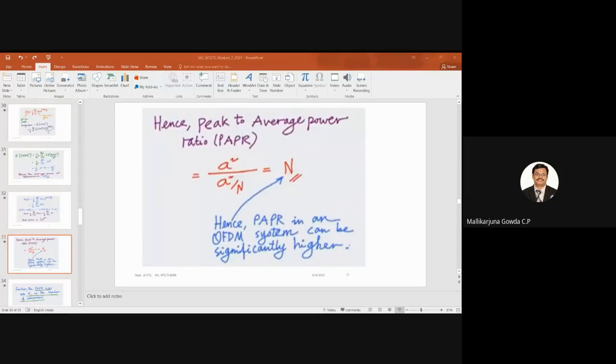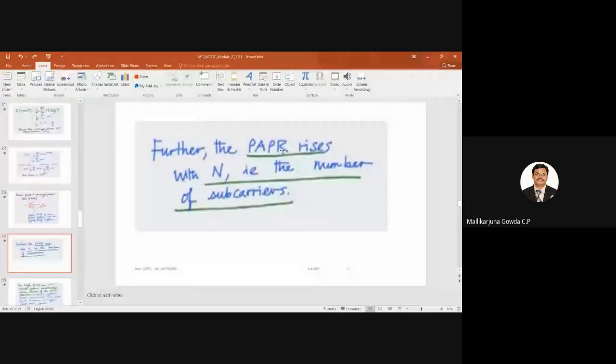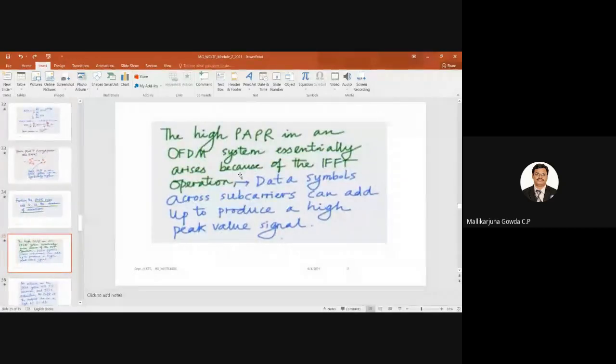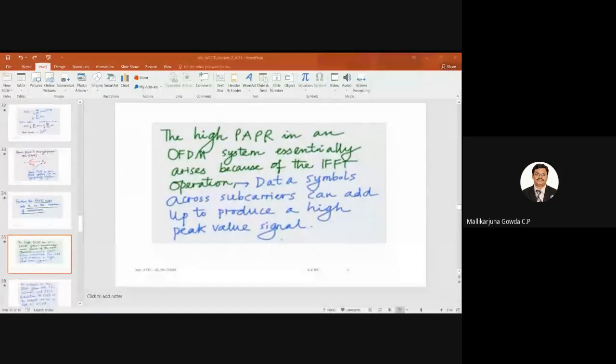So what is the problem in having a high peak to average power ratio? I will come to that now. As I said already, the peak to average power ratio increases with the number of subcarriers. The high peak to average power ratio in an OFDM system essentially arises because of what? Why is the peak to average power ratio in an OFDM system high? Because of the IFFT operation we do at the beginning. When we do the IFFT operation, we get this high peak to average power ratio, meaning the data symbols across the subcarriers can add up to produce a high peak value signal.